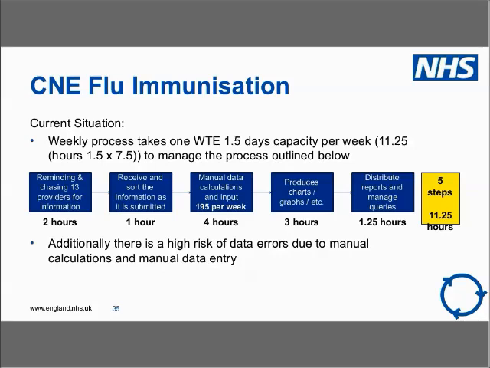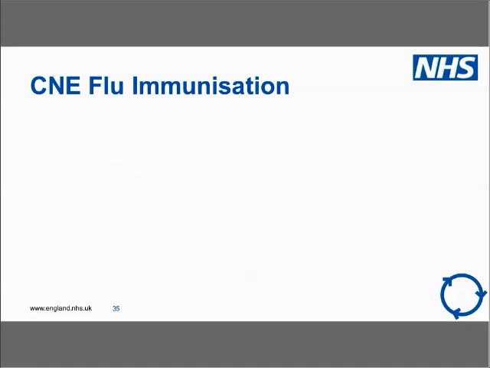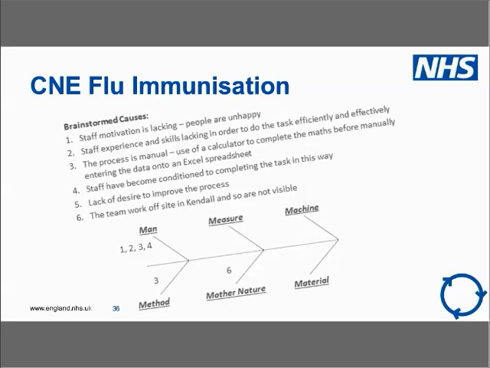You can see the process is made up of five steps, each one taking at least an hour and having to be completed. Additionally, there's a high risk of data errors. Because somebody was doing this manually, it meant that human errors were more likely to occur, and they thought it just wasn't the best way of doing it. It had been going on like this for a while, so they decided to take a step back and have a look at it. So what they did was they did some brainstorming.